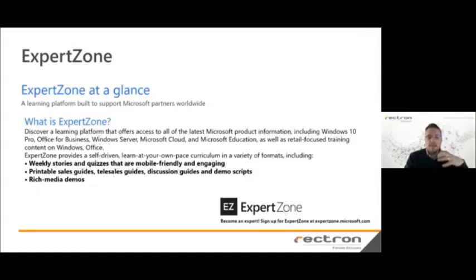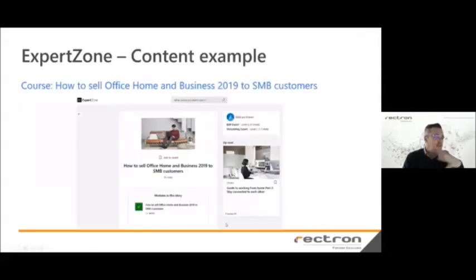And then selling skills, which is the most important part of it, which is what the platform is actually built for: how do you help sell more? I do have just a bit of a look at one of the latest modules that we have there: how to sell Home and Business 2019 to SMB customers. What are the key things that they have on there? And there's actually some stats and figures.